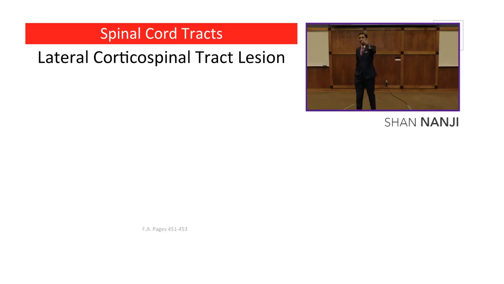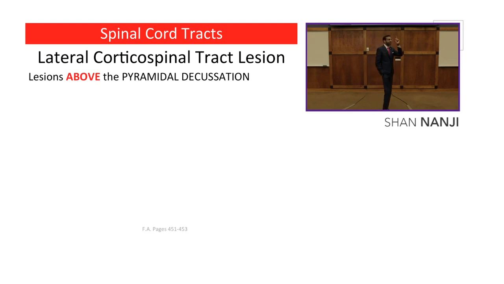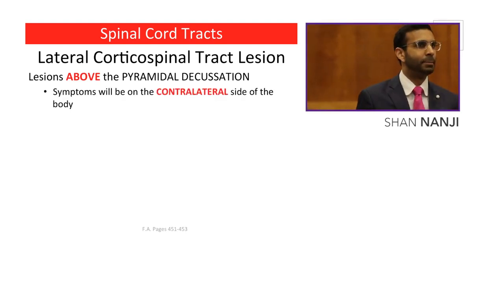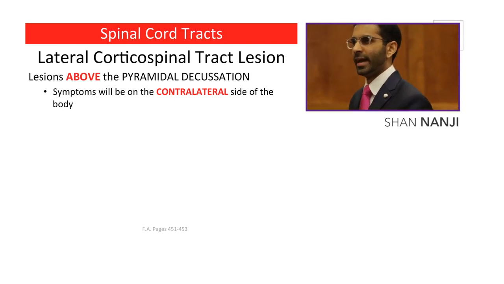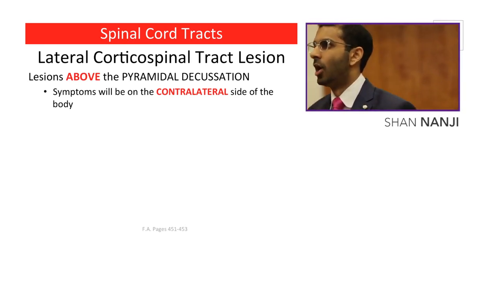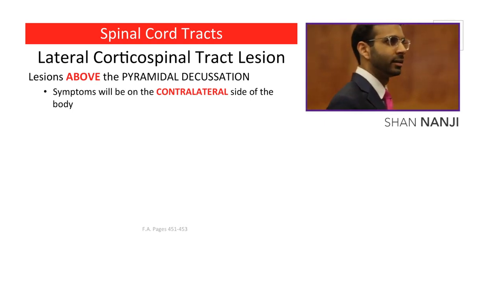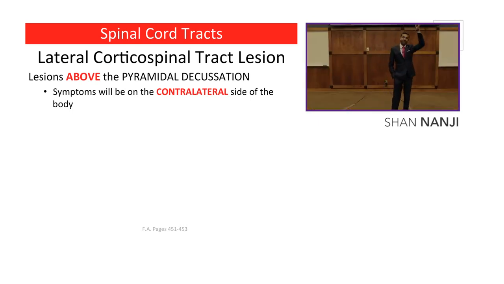Now check it out. If the lesion is above the decussation, you still have opposite effects, which is opposite side loss of voluntary movement. Why is that? Because it's a descending tract and it's already carrying opposite side fibers. Because it doesn't decussate until the caudal medulla, if you're above that decussation in the pyramidal decussation, it is going to be opposite, or contralateral, loss of voluntary movement.